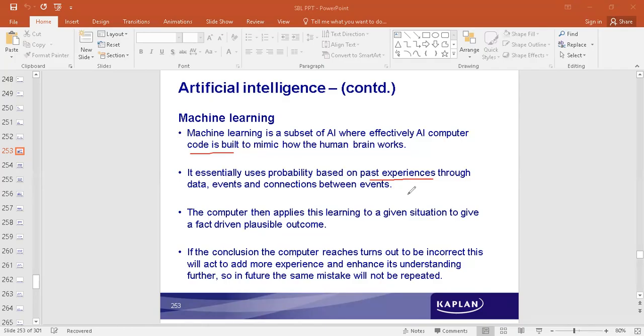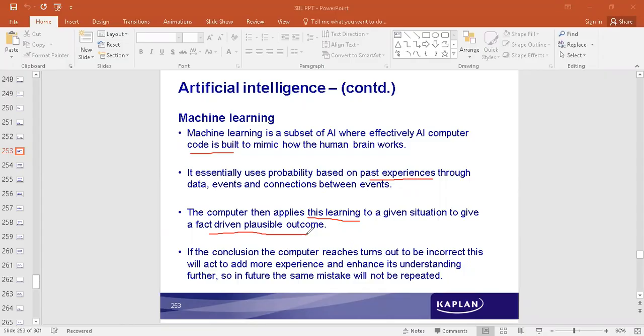That's one point. The second point is the computer then applies this learning to a given situation to give a fact-driven, plausible outcome. So it applies the knowledge learned from past experiences, whatever learning was done by the machine, and tries to use that learning to implement it in the future.